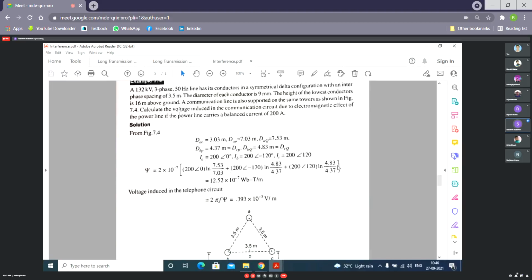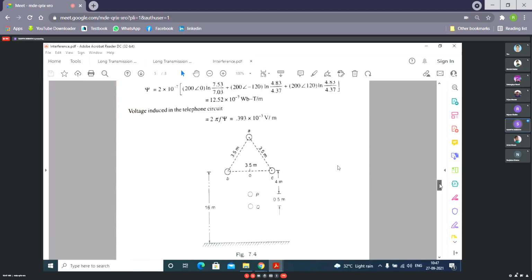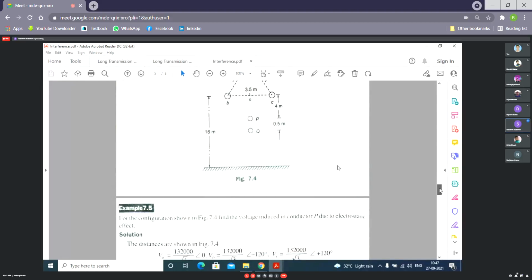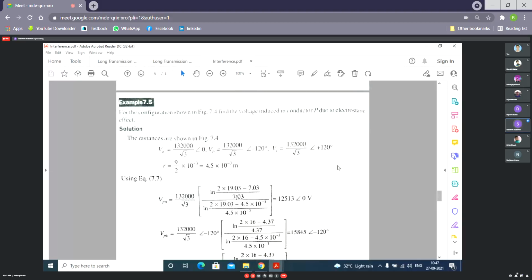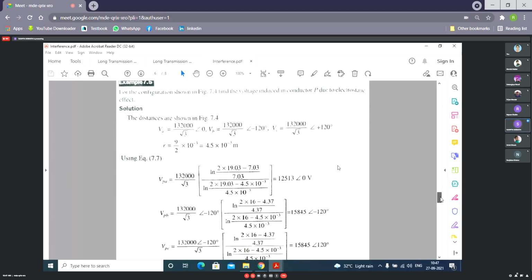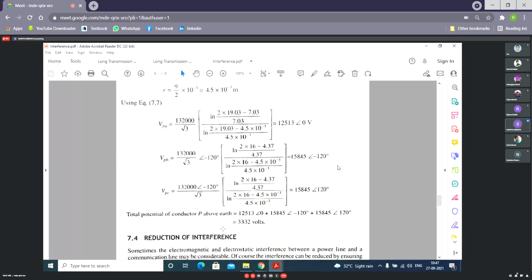So what is the question? Calculate the voltage induced in the communication line due to electromagnetic effect. So for the electromagnetic effect, you find out psi. If you are asked to find out the electrostatic effect, you have to find out VAP, VBP like that. Probably here the same problem they asked to find out the electrostatic effect. So they have shown to find out VPA, VPB, VPC.